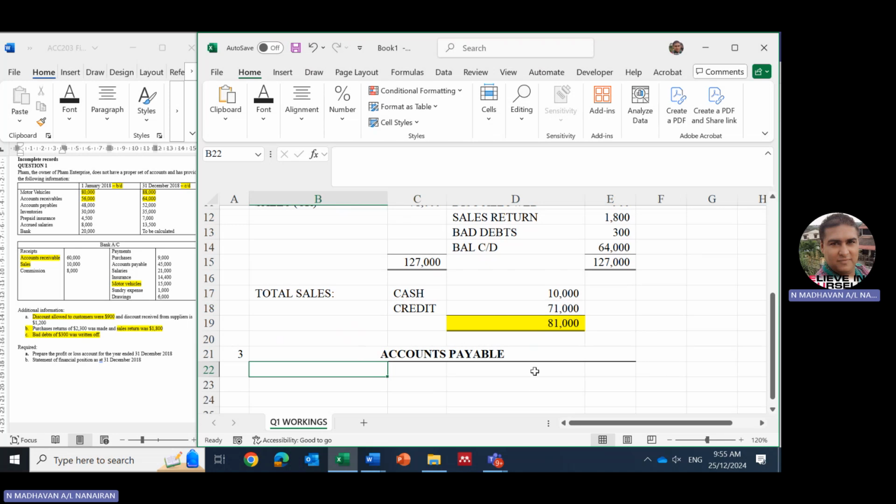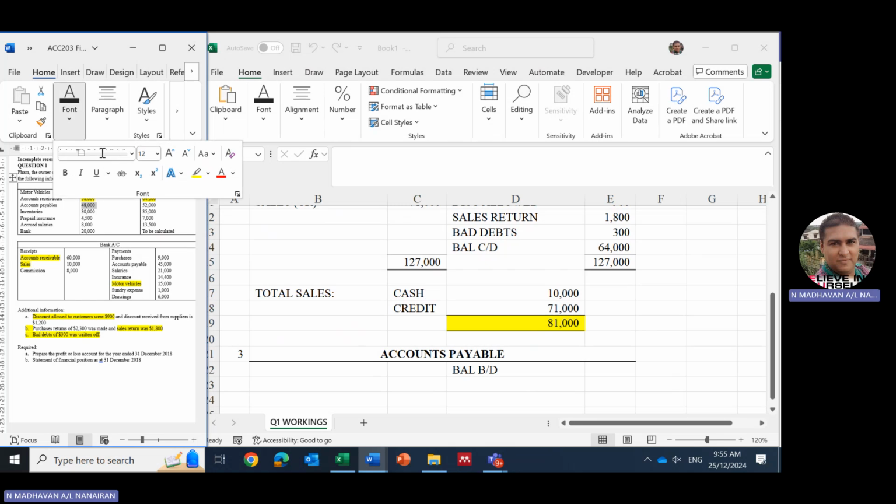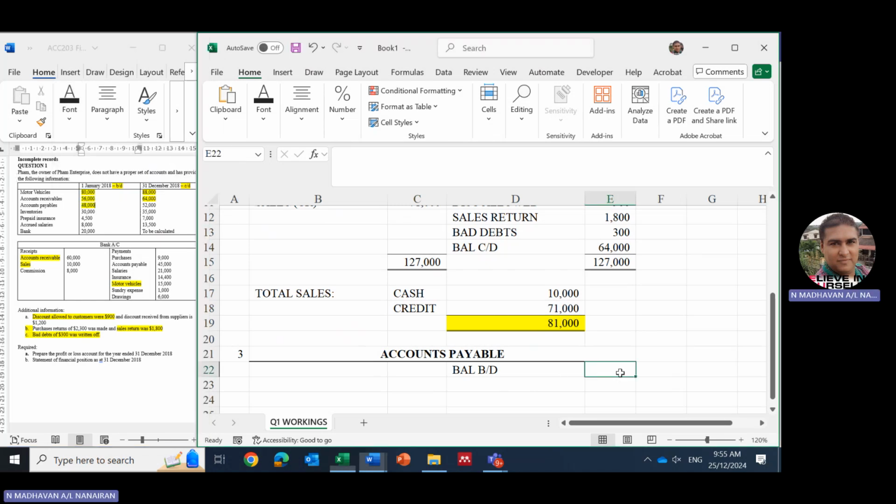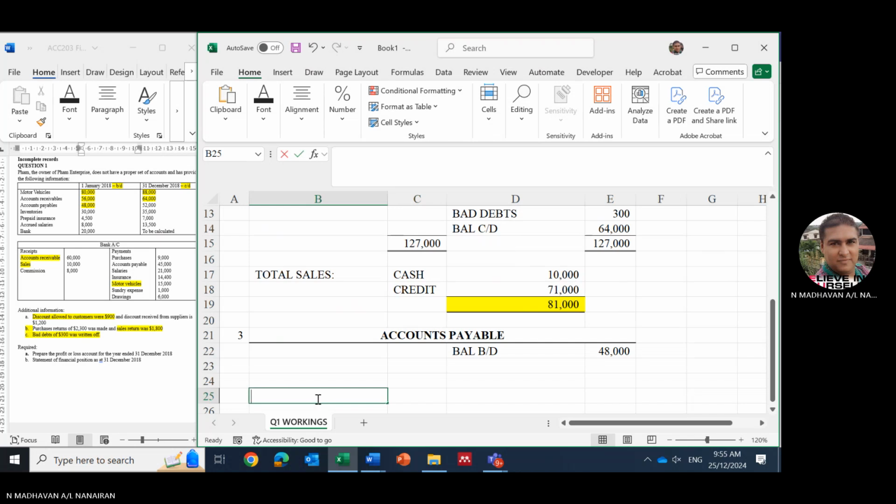Okay, come. What's your balance brought down? But are you okay? Do you understand? It's almost similar to ACC 101. Yes or not? Okay, good. Balance brought down how much for payable? 48. And carried down? Balance carried down is 50,000. So this is also done.